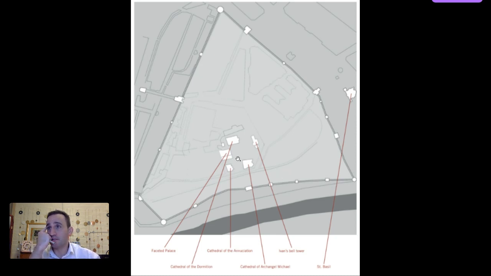So what we're going to look at is the Cathedral of the Annunciation. I'm sorry, I'll go in order here. Cathedral of the Dormition, Cathedral of the Archangel Michael, the Cathedral of the Annunciation, and the Faceted Palace.